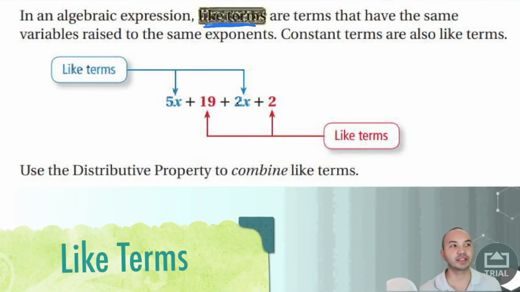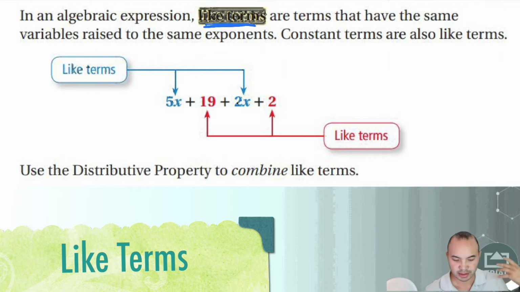Let's talk about what like terms are. In an algebraic expression, like terms are terms that have the same variables raised to the same power, the same exponents. Constant terms are also like terms with each other, which makes sense because a constant term is like a regular number, like 5 and 7. You can add 5 and 7. You can't add 5 and x. If you had 5 plus x, you just leave it like that. There's no more simplifying, right?